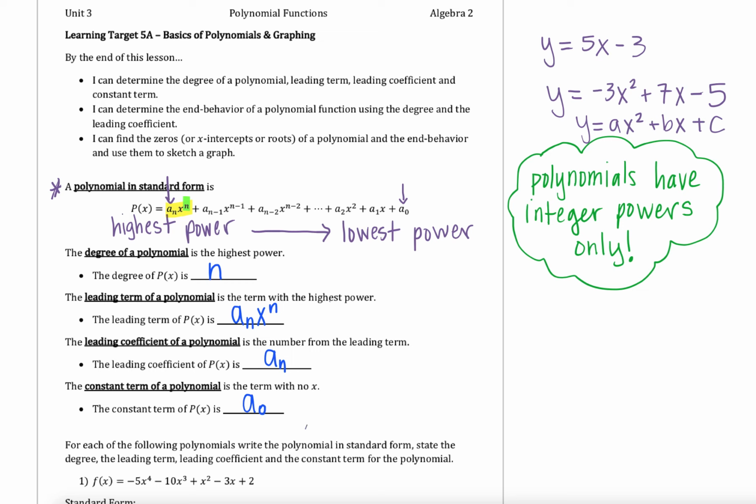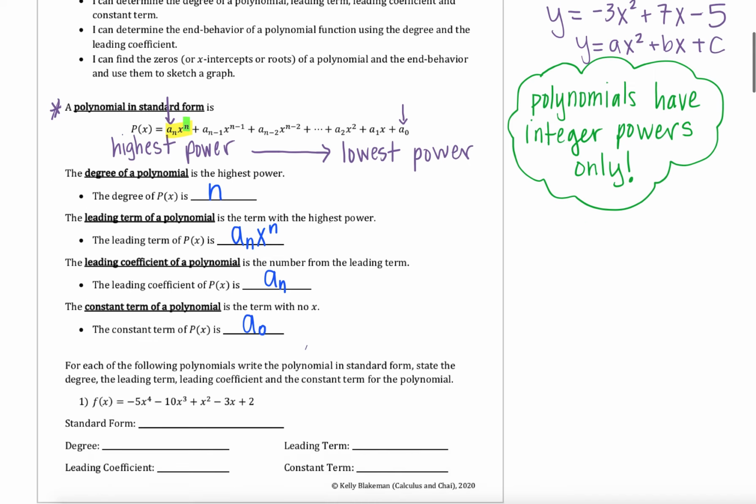So let's look at this with some actual number examples in here. So for each of the following examples, we're going to make sure we have the polynomial in standard form. And if it is not in standard form, we'll be rewriting it in standard form. We will also be stating the degree, the leading coefficient, the leading term, and the constant term. So let's start with our first example. We have f of x equals negative 5x to the fourth minus 10x cubed plus x squared minus 3x plus 2.